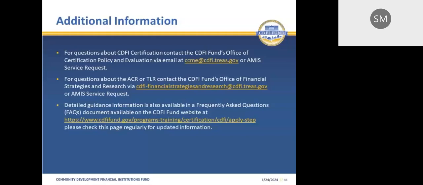So a question came in from Jed. He's asking, where do I find my CDFI assistance agreement? If you are an awardee, there will be a PDF of your assistance agreement in AMIS. You should be able to find it under your award record. If you navigate into AMIS and click on your awards tab, under there will be a PDF of your assistance agreement. And if you struggle to find it, feel free to reach out with service requests. We'll get right back to you.